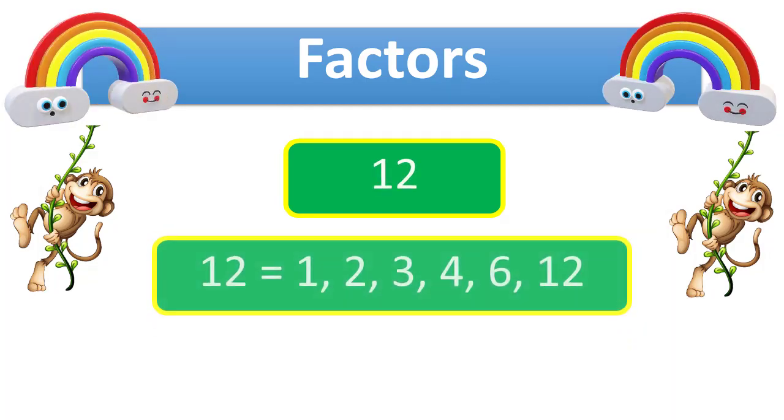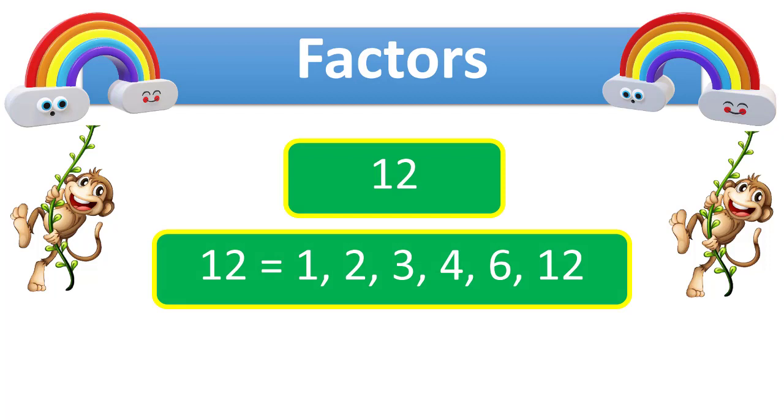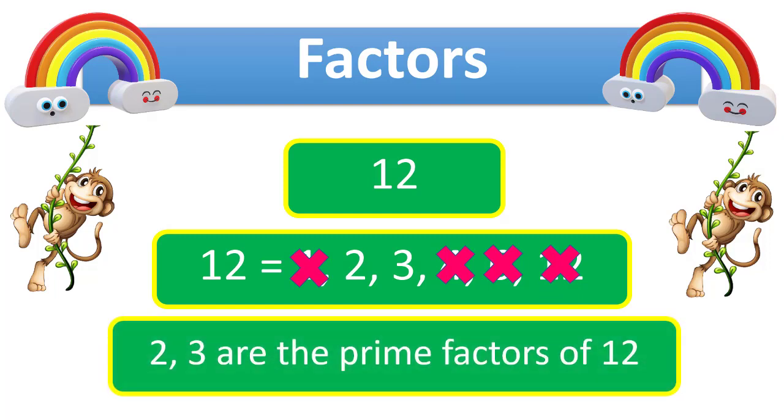12. The factors of 12 are 1, 2, 3, 4, 6, and 12. Is 1 a prime number? No, 1 is not a prime number. 2 is a prime number. 3 is a prime number. And 4 is not. 6 is not a prime number. And 12 is not a prime number. So, 2 and 3 are the prime factors of 12. Very good. Next.